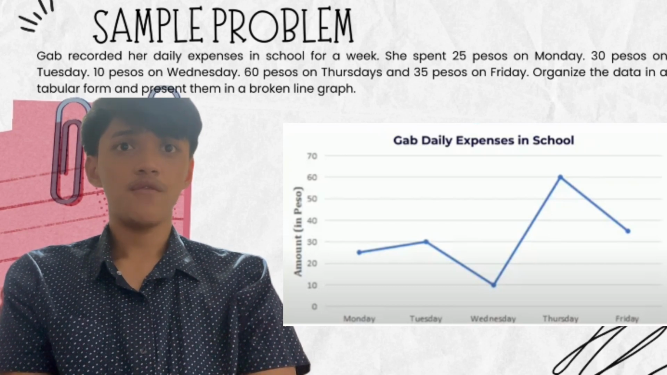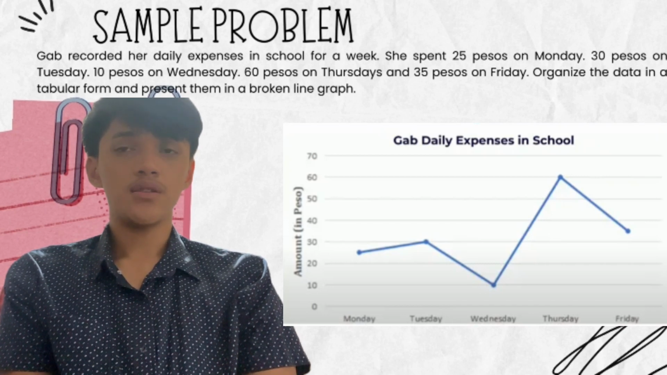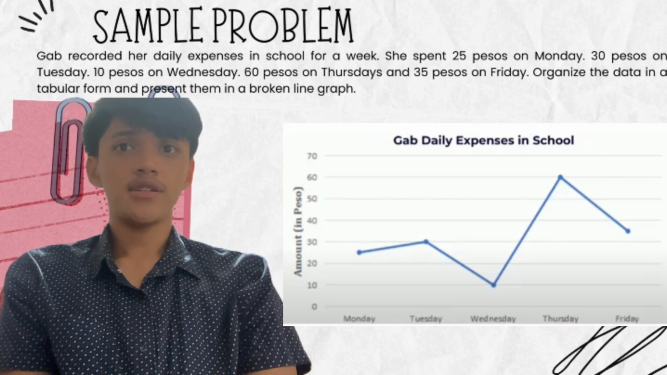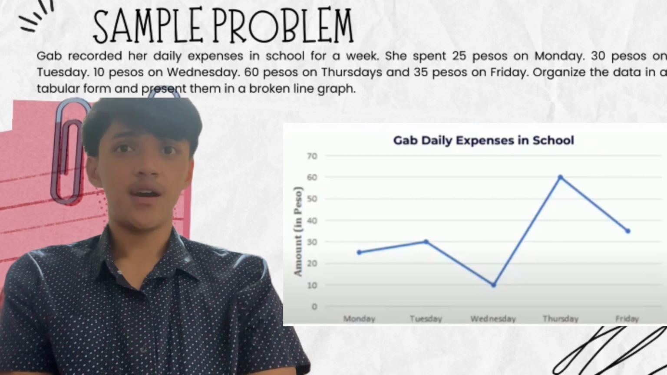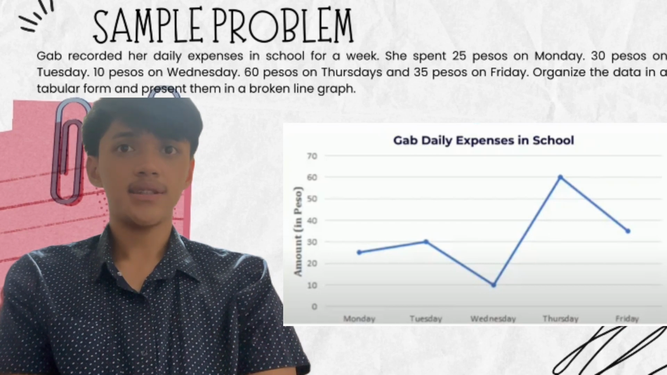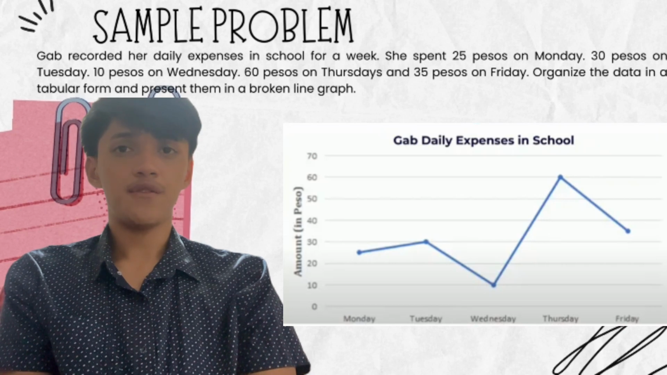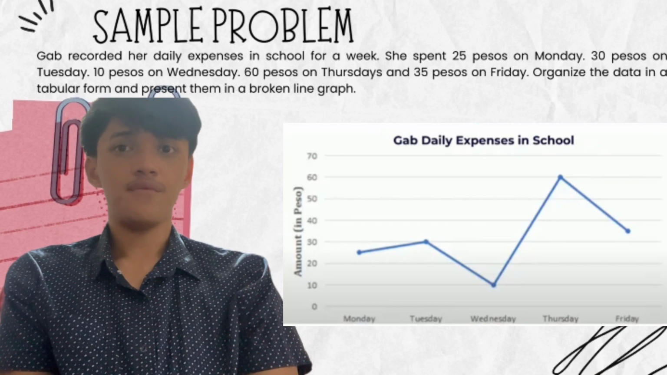So Monday is 25, so the plot is between 20 and 30. Tuesday is 30, so the plot is aligned with 30, and Wednesday is 10, Thursday is 60, and Friday is 35, so it is between 30 and 40. Lastly, we connect the points by a line segment, so we will now connect them accordingly from Monday to Friday. Also, we should never forget to put a little title in our graph.